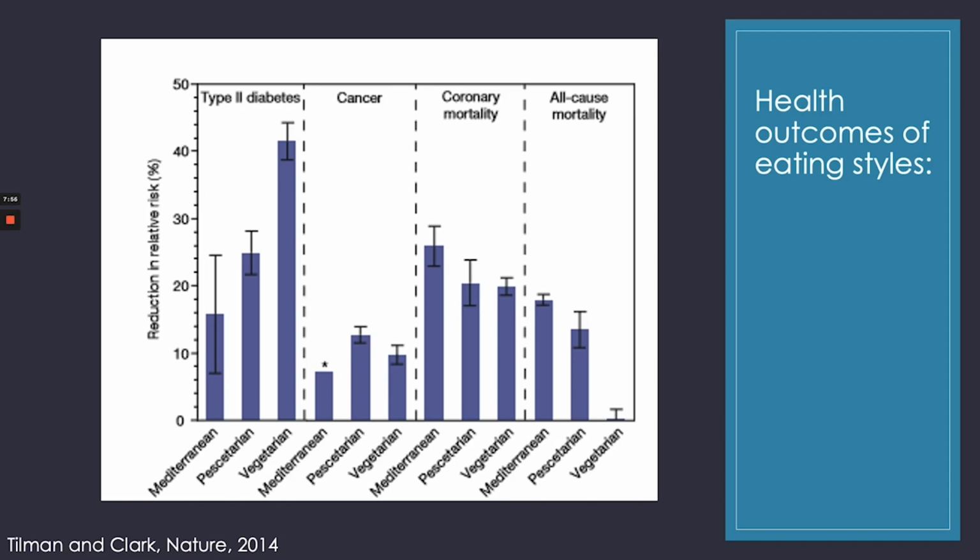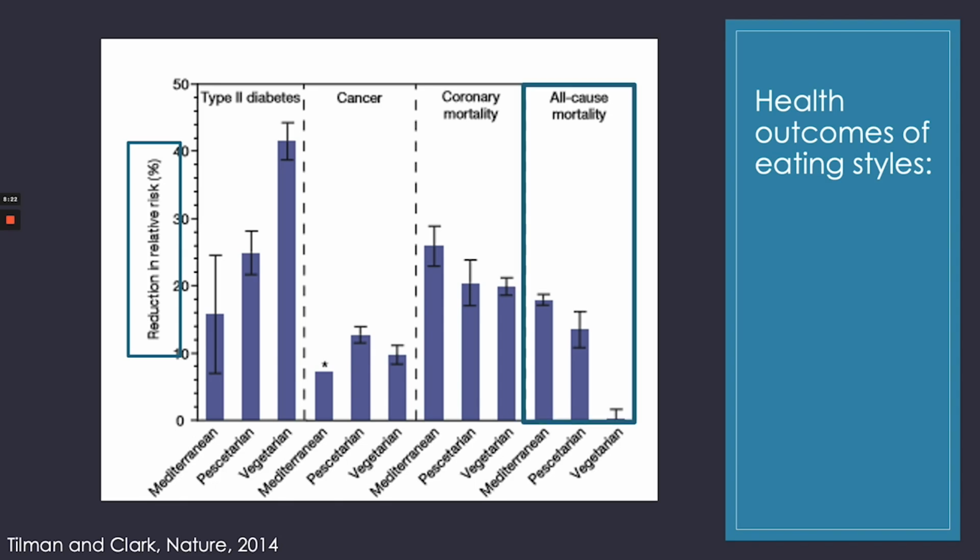But which of these diets is the most sustainable for our health? So I want you to pause the video and try to understand what this figure is telling you for yourself. So first, it's important to recognize that this figure is evaluating a reduction in relative risk for type 2 diabetes, cancer, coronary mortality, and then all-cause mortality. So a higher value here means a lower risk. And that probably seems a little bit backwards, but I wanted to point that out.